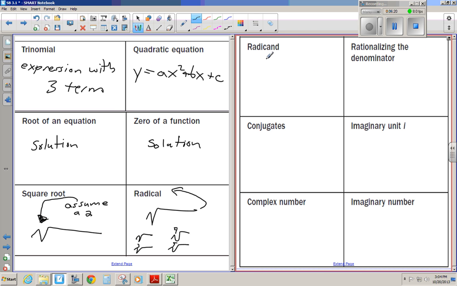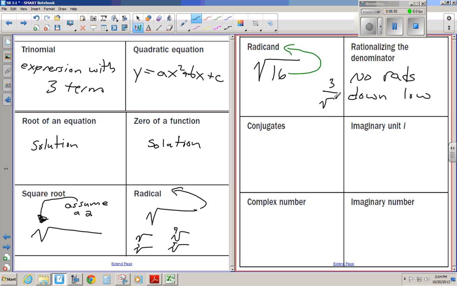The radicand is the number inside of it. So the radical, or the square root of 16. The 16 is the radicand. Rationalizing the denominator. That means you can have no rads down low. So you cannot have 3 over the square root of 3. That's not proper etiquette.